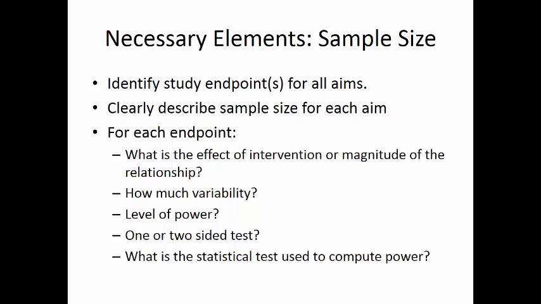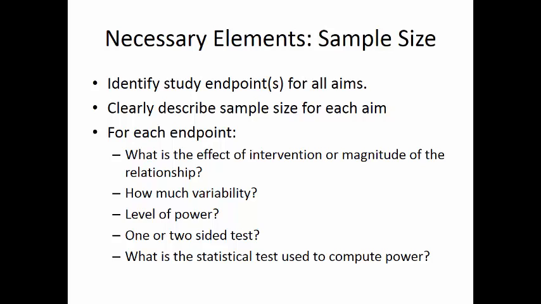We need to know what is the estimated effect of the intervention or the magnitude of the relationship that you think you're studying. Now, this is a hard one because most of the time you don't know. And you don't know because you haven't done the study yet. So this is a point where you need to have your best guesses. You need to have a good review of the literature to get a basic idea of what kinds of effect sizes would actually be feasible.